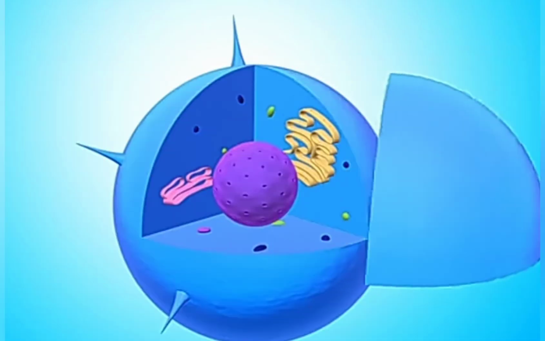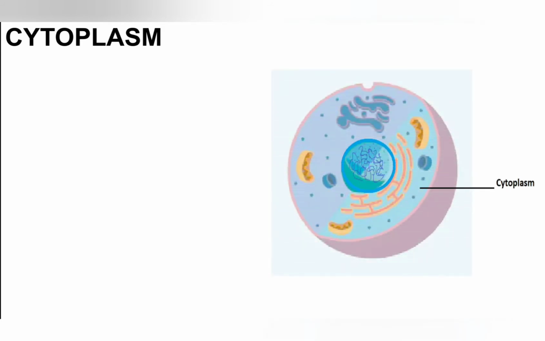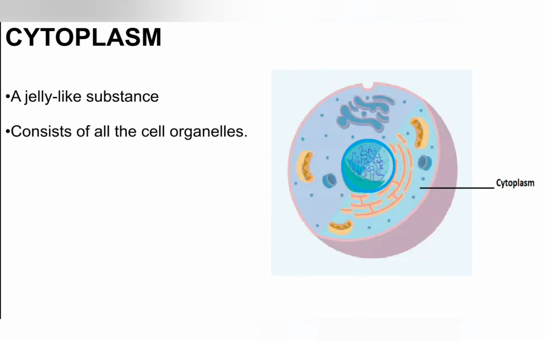Now let's understand the internal parts of the cell. The cell membrane encloses a structure called the cell cytoplasm. Cell cytoplasm is a jelly-like substance which consists of all the cell organelles. So now one by one we are going to discuss some cell organelles present inside the cell. The first one that we are going to learn about is endoplasmic reticulum.